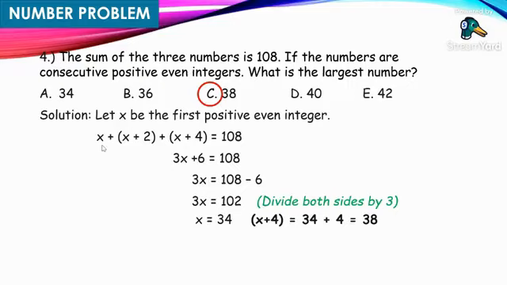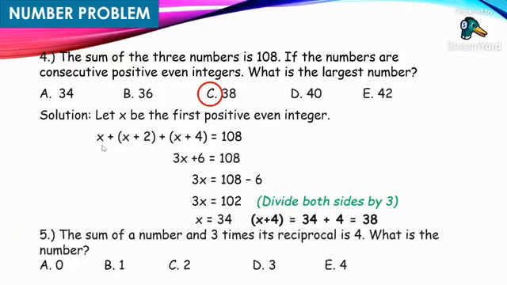Let's have number 5. Okay. Ito. The sum of a number and 3 times its reciprocal is 4. What is the number? Okay, question number 5 po, nasa baba po ni number 4. The sum of a number and its reciprocal is 4. What is the number? So A is 0, B is 1, C is 2, D is 3, E is 4.